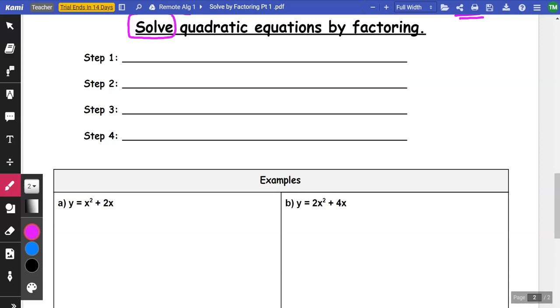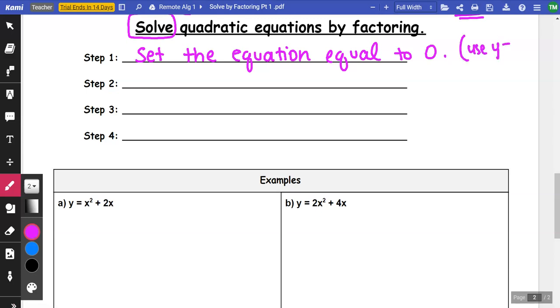So step 1 is to set the equation equal to 0. You always want to use y equals 0. When you're trying to find the x-intercept, what is the y value of every x-intercept ever in existence in this world? 0. So we always want to use y equals 0, and we want to make sure the equation is equal to 0.